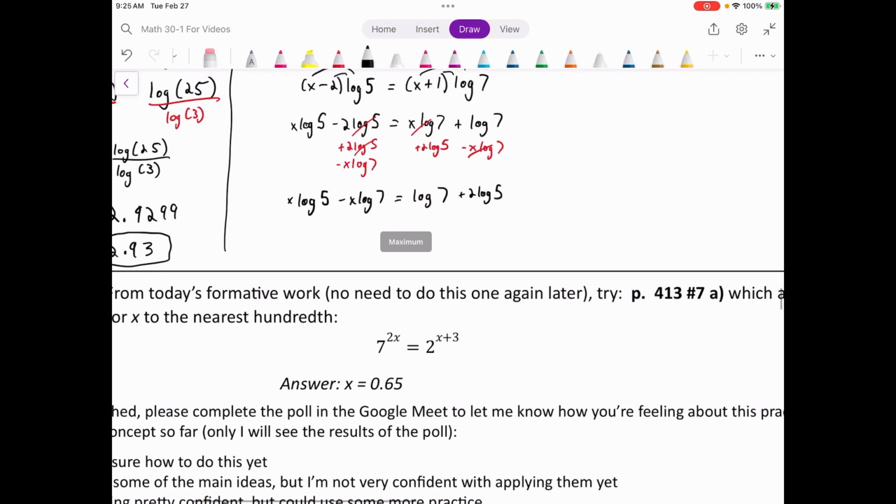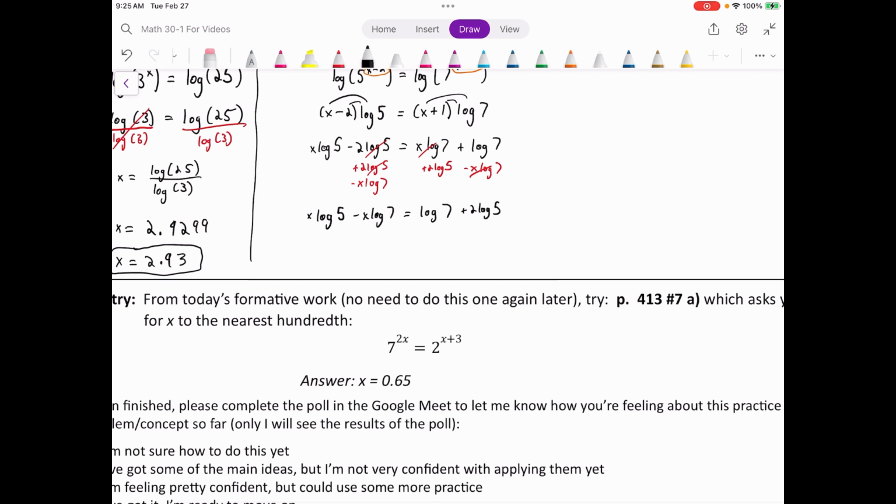But what we could do to just make things a little simpler is, notice they're both being multiplied by x, so we could pull out x as a common factor. Right, let's do that. I'm going to pull out x as a common factor. So if I pull an x out of x log 5, I'm just left with log 5. If I pull x out of x log 7, I'm just left with negative log 7. And that equals log 7 plus 2 log 5.